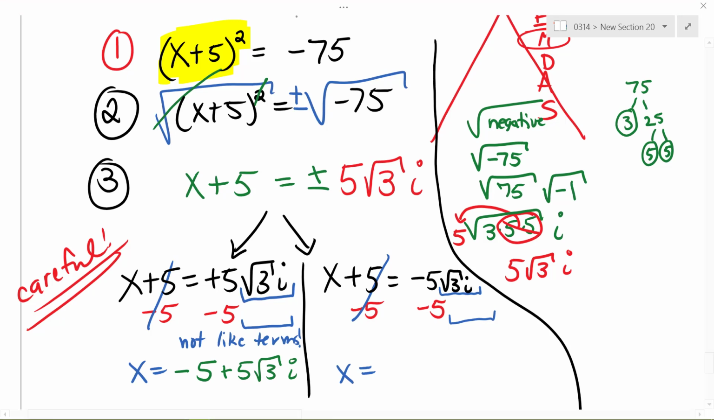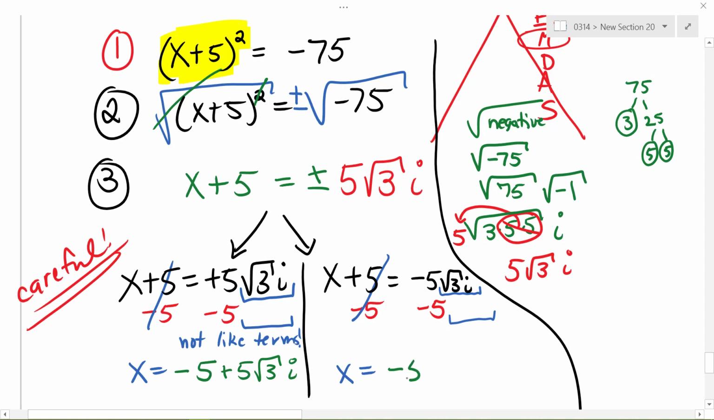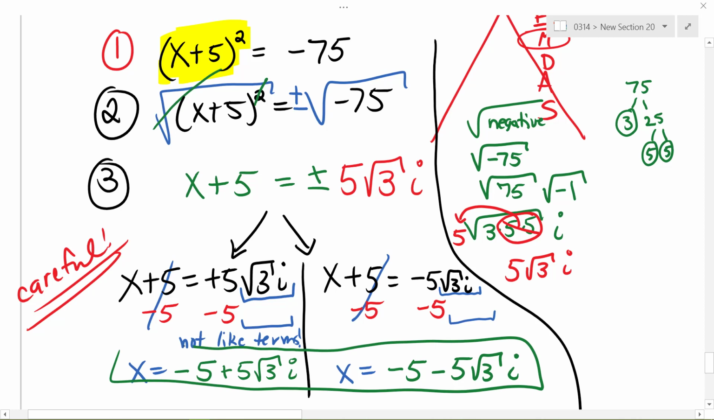So the best that I can do is just to bring down those two terms. So -5 and then -5 square root of 3i. Okay, so those are my two final solutions, and that's about as good as it's going to get.